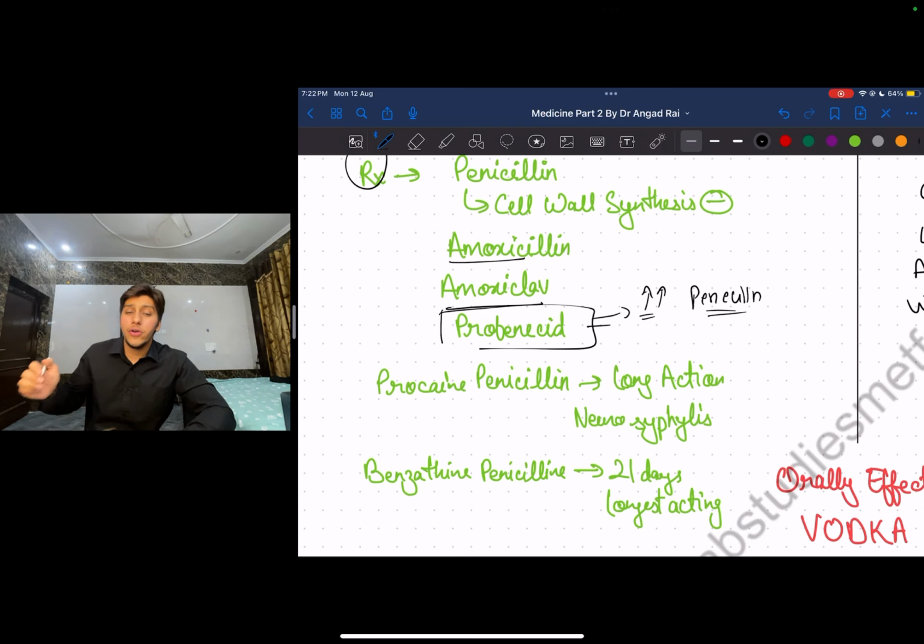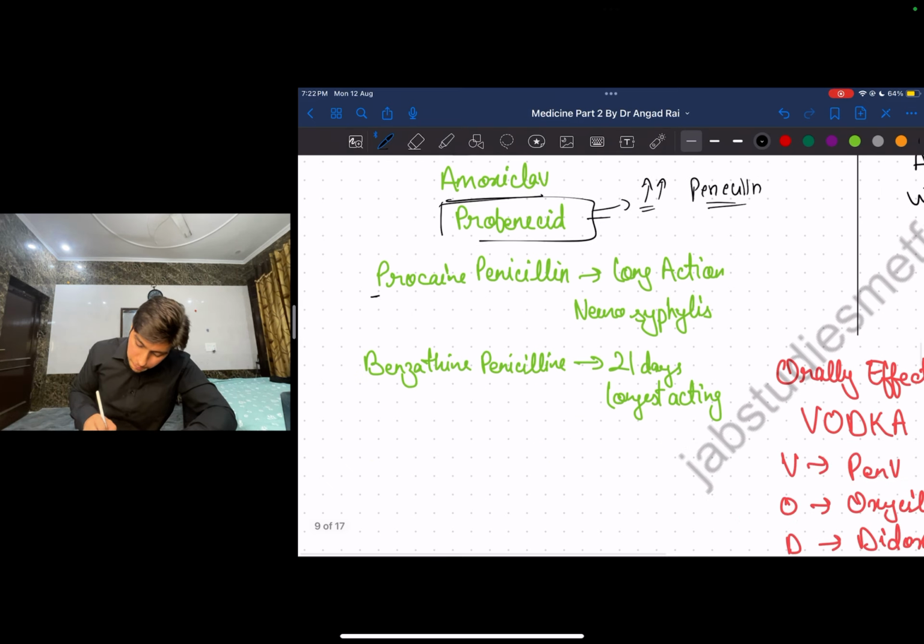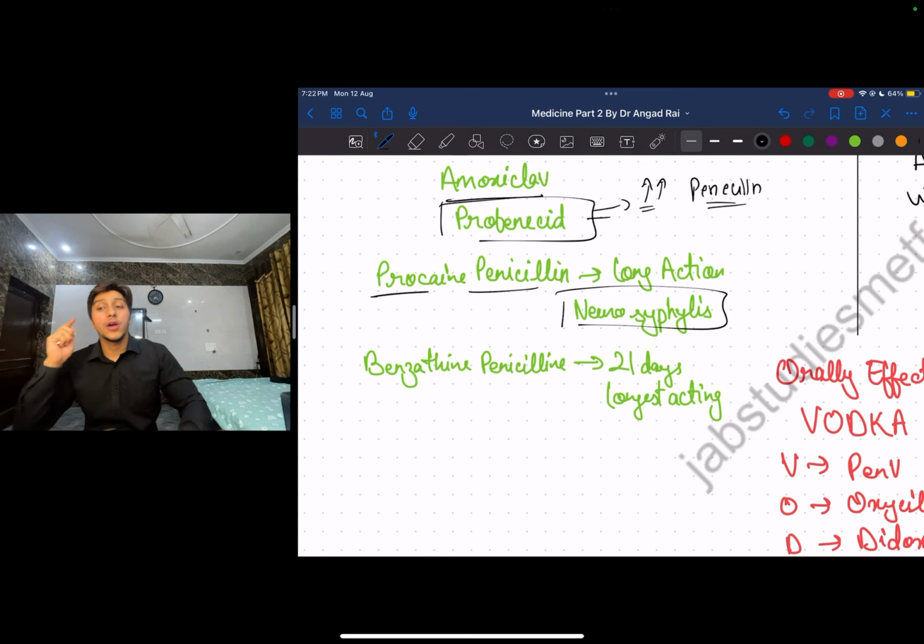Okay. Now if we talk in more detail about penicillin, again let's add pharma. There is something known as procaine penicillin. Procaine penicillin is used in case of syphilis. In which type of syphilis? It is used in neurosyphilis. The longest acting penicillin we have is known as benzathine penicillin. That acts for how many days, guys? 21 days. Now these are all related to injections.